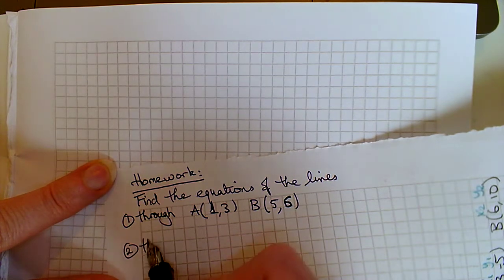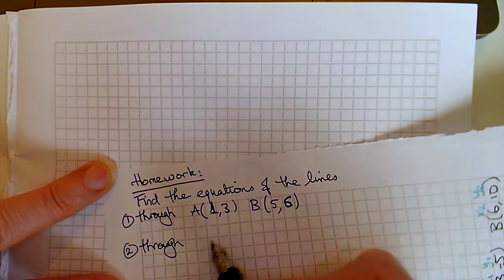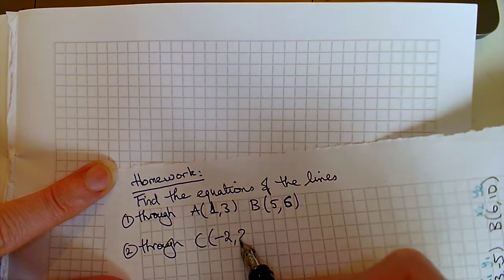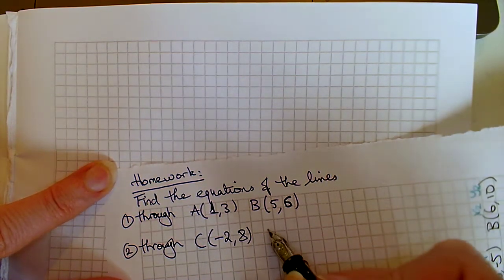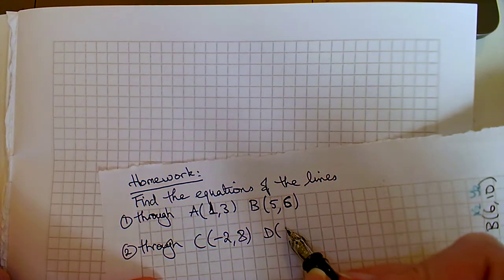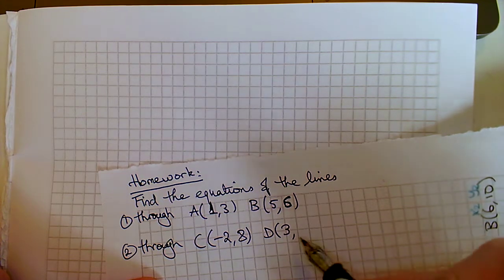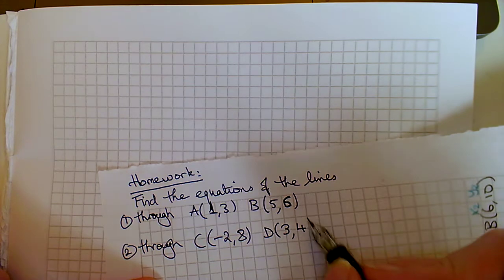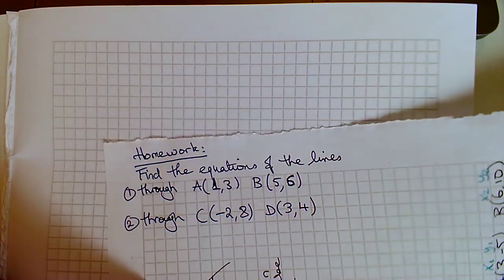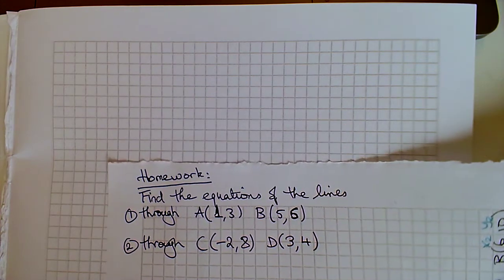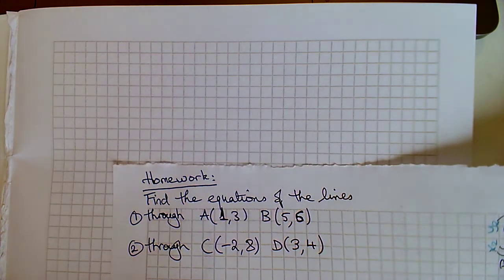and through, let's say C this time, minus 2, 8, and D, which is 3, 4. Okay, so you should have fractions with those. Now, that's the homework that I want you to do for tonight. I will put a photograph of it up in Google Classroom as well. Actually, I'll just type it in.